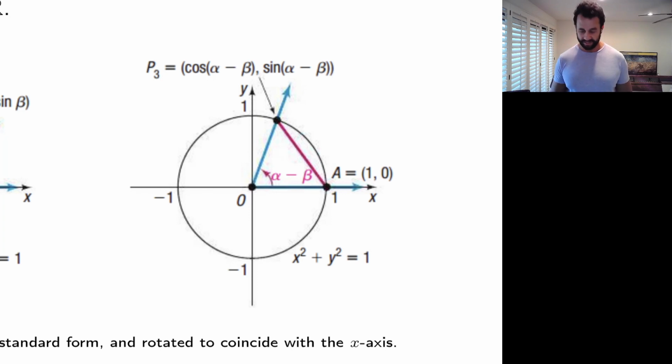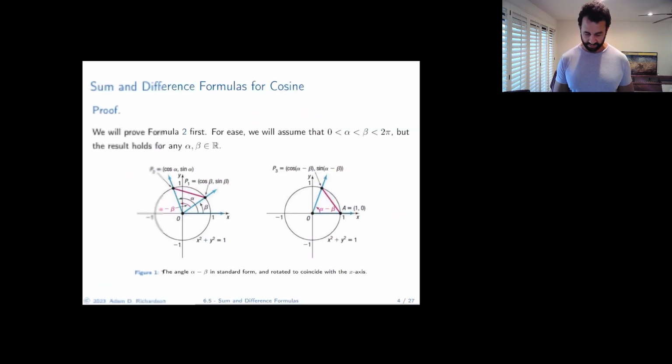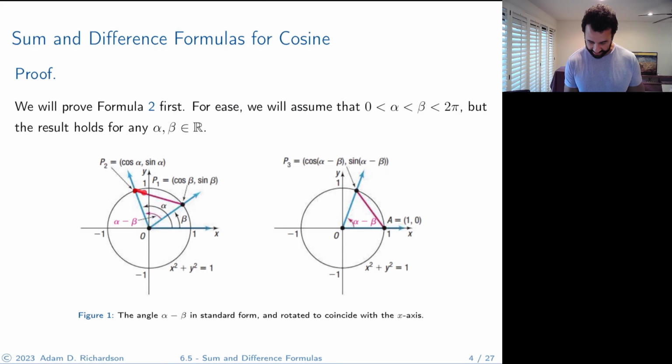Now here's the idea. What we know from these two pictures, I'm going to zoom back out again, is that this distance right here is equal to this distance right here. There's no difference between those two lengths. It's the same side of the triangle, it's just been rotated. So those two distances are the same. In particular, the distance between the points P1 and P2 is the same as the distance between the points A and P3. And so that's what we're going to use to derive the identity. We're going to use that equality that I just mentioned out loud.